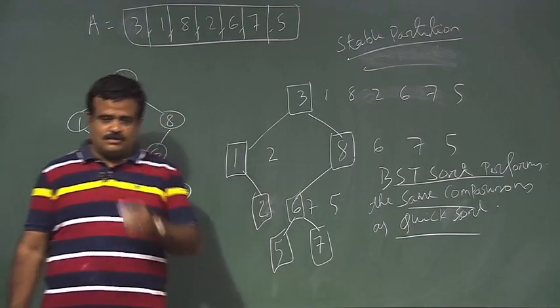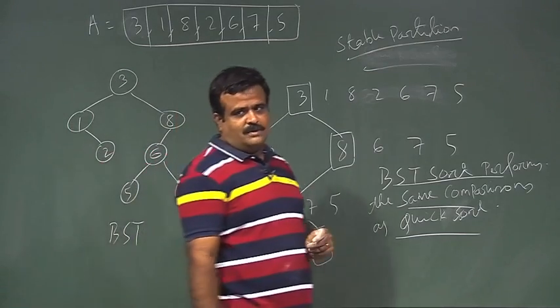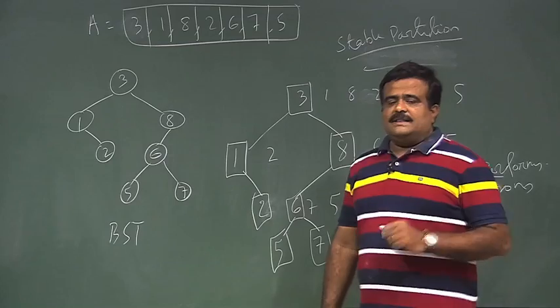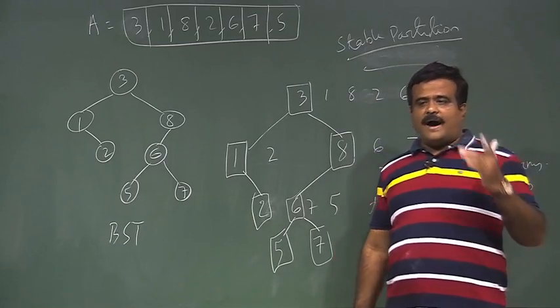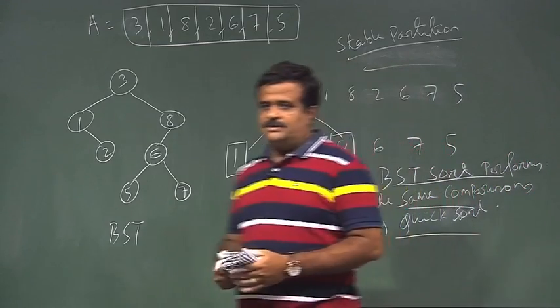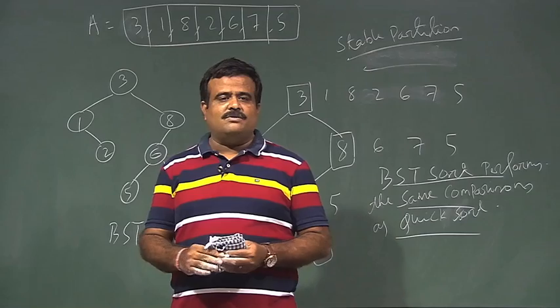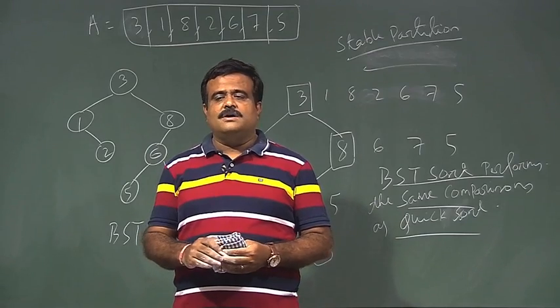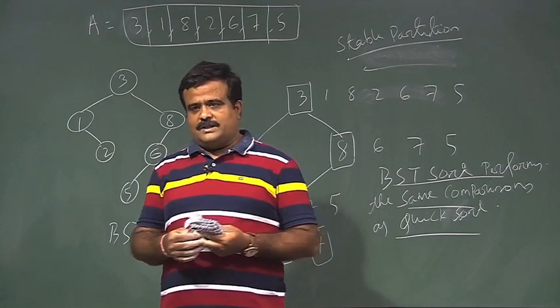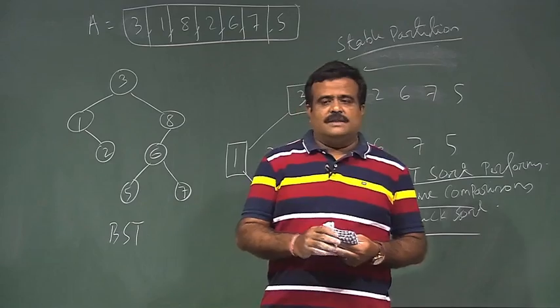So, in the next class we will talk about the randomized version of BST sort, and there we will see the height of the randomly built BST. We will see the expected height to be balanced, O(log n). That is what we will cover in the next class.